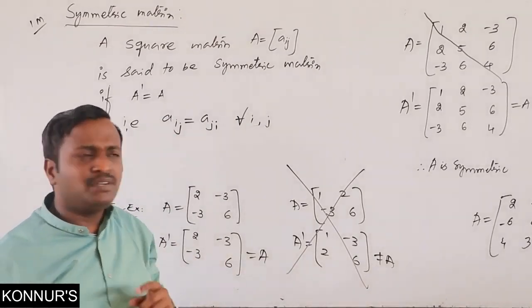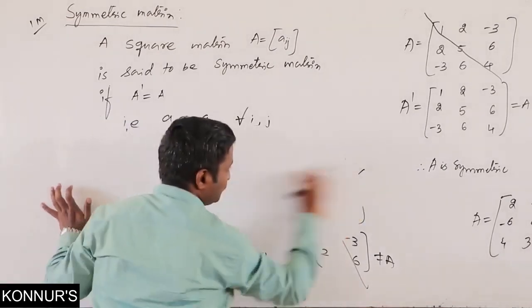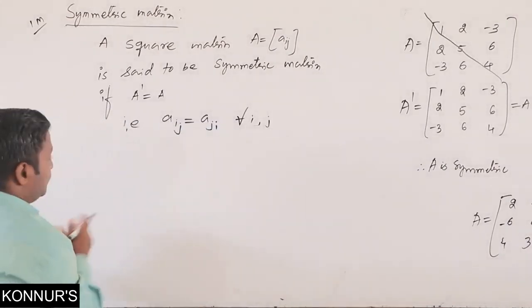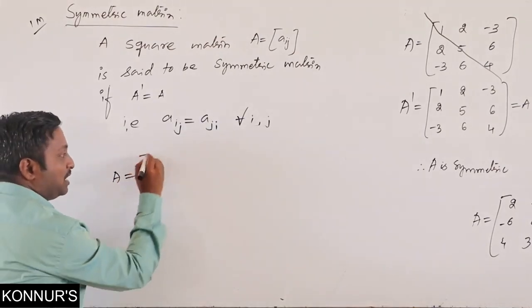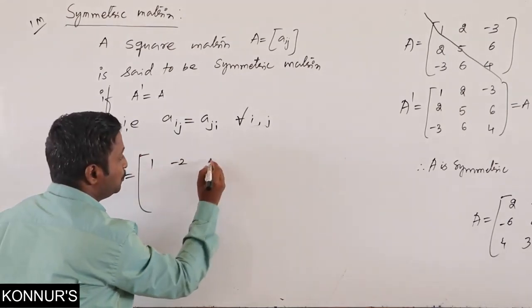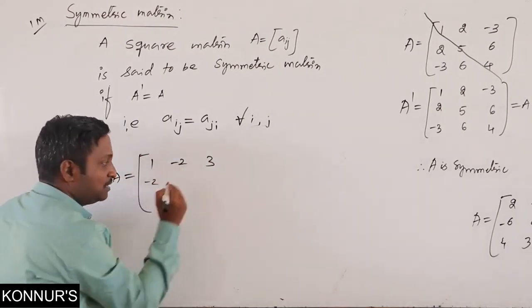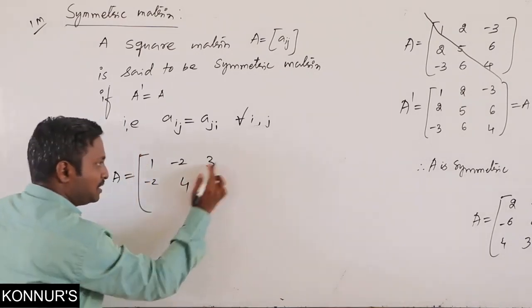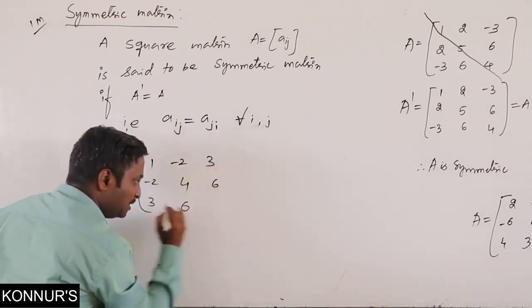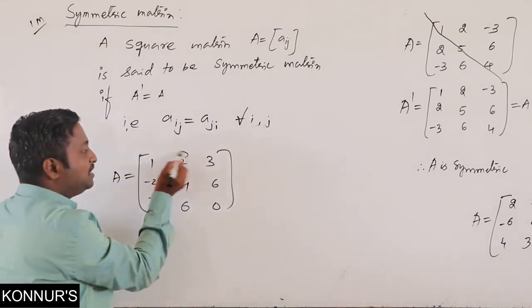Aij equal to Aji means what? Positions. If I write one example, this is the symmetric matrix. One more example I will write: 1, minus 2, 3. How do I have to write it? This is minus 2 only. This is whatever, no problem, 6 whatever. 3 must be here, 6 must be here, whatever.